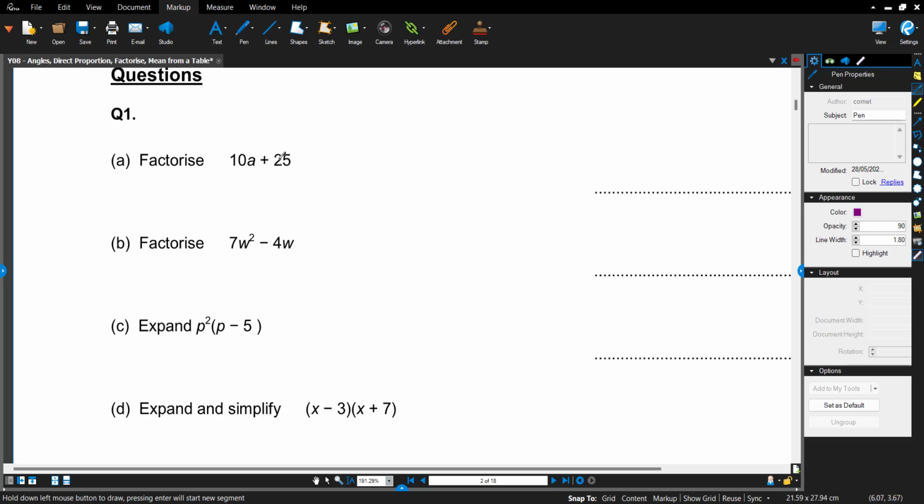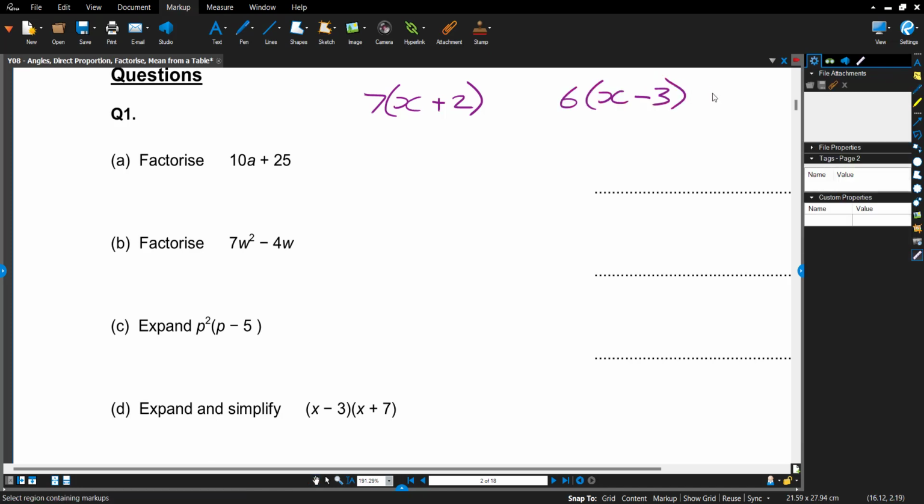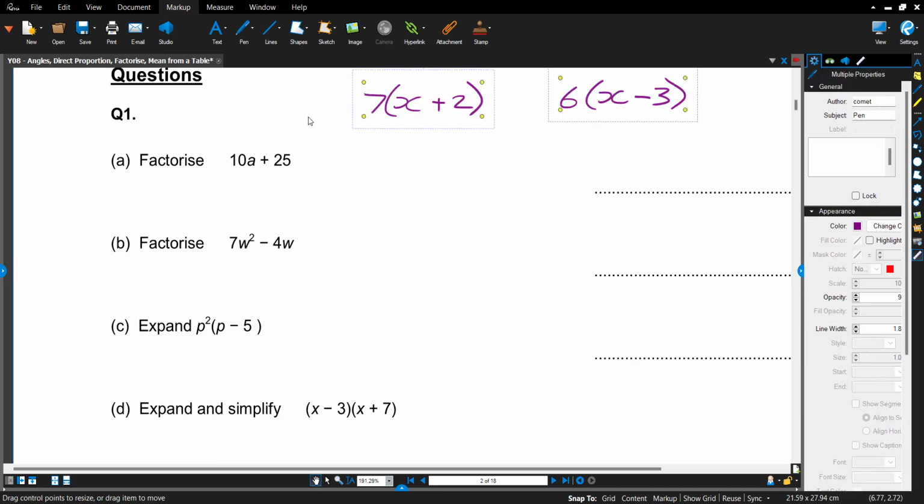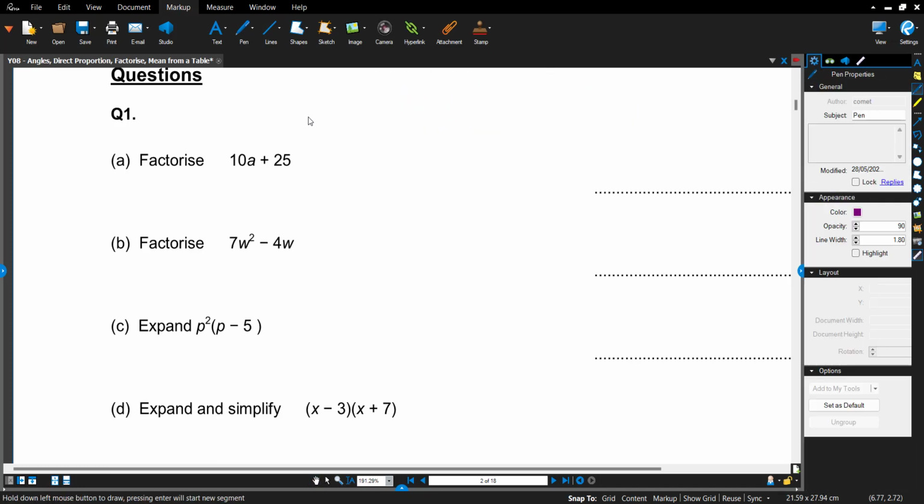So we have 10A plus 25. Basically you need to have something like 7x plus 2, or 6x minus 3. This is the style of answer that they're looking for. So what's a common factor of 10 and 25? Well, the highest common factor is 5. 5 divides into 10, 5 divides into 25. So we're going to say that equals 5.